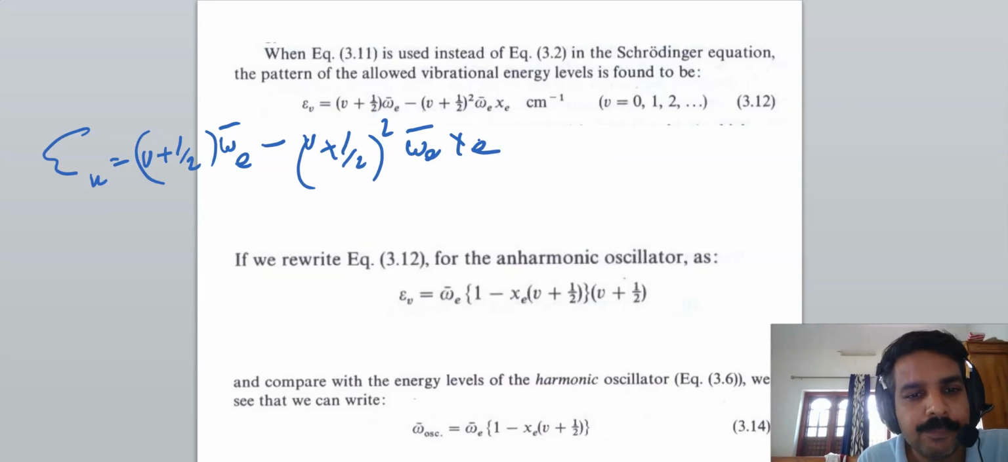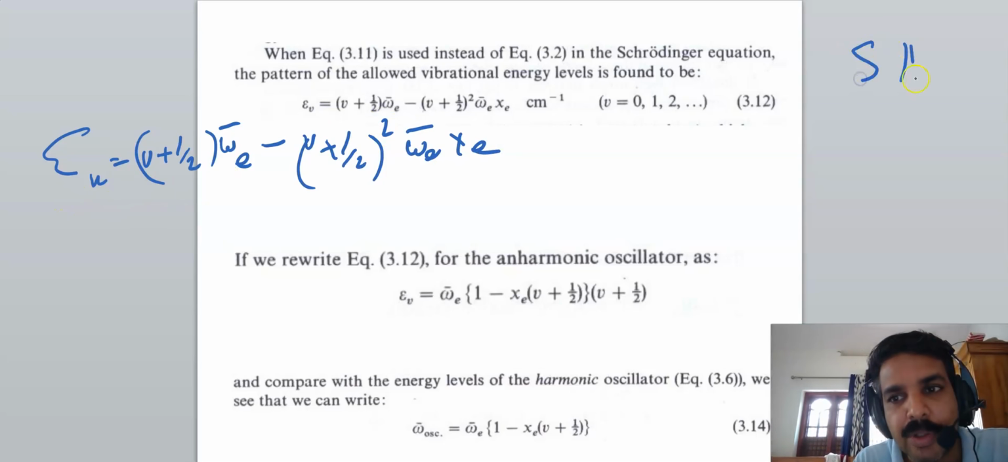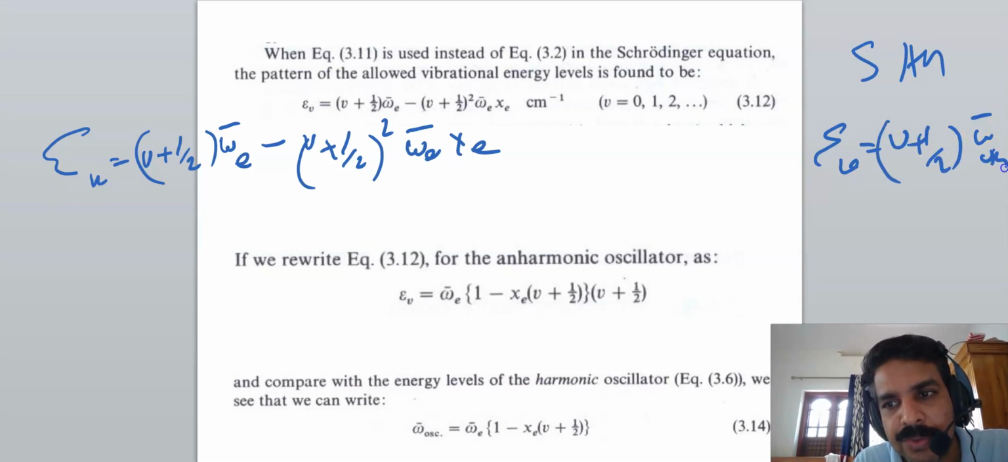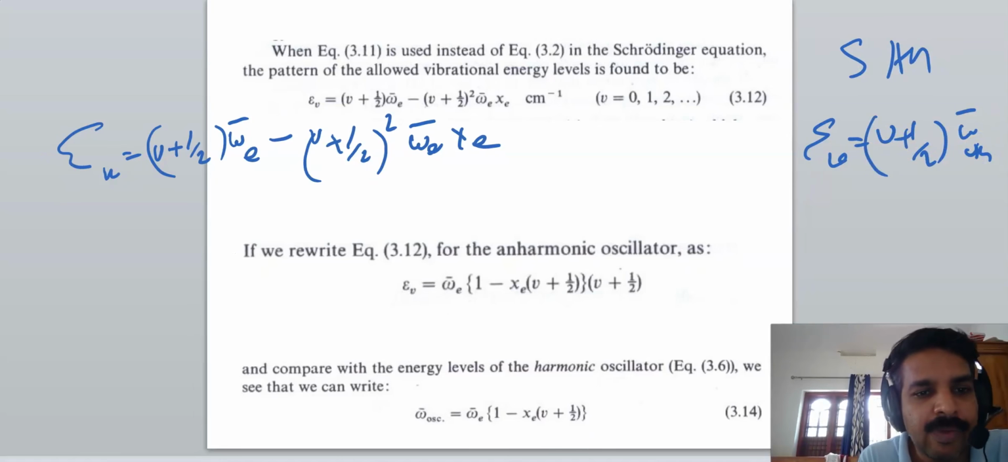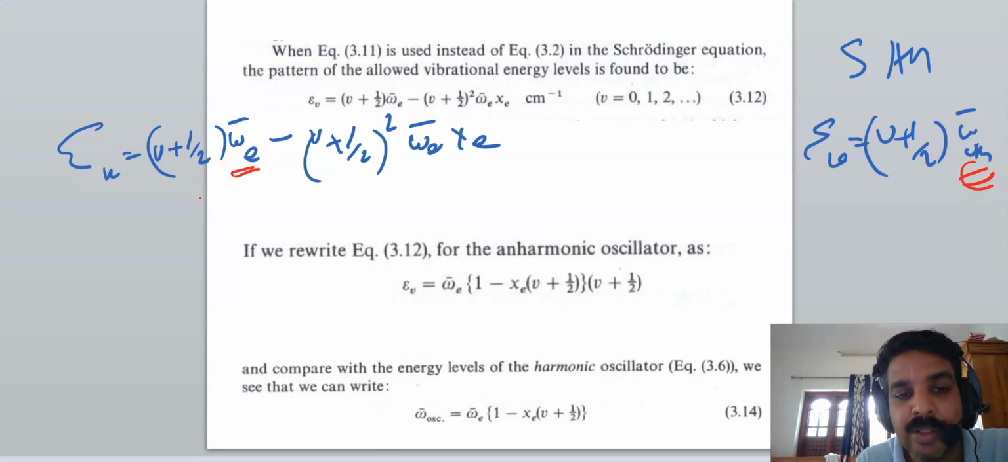Okay, clear? In the case of a simple harmonic oscillator, the energy E_v is equal to (v + 1/2) omega bar oscillation, and here it will be (v + 1/2) omega bar e, not omega bar oscillation. These are different. Omega bar oscillation and omega bar e are different.